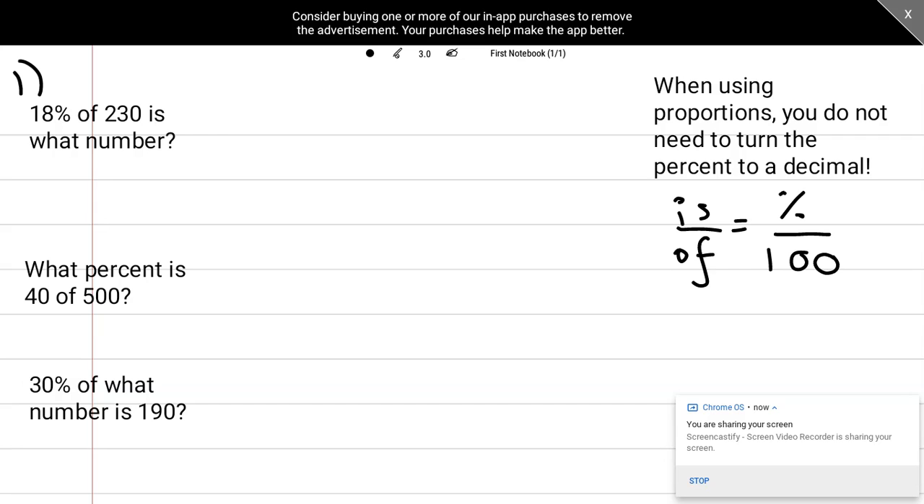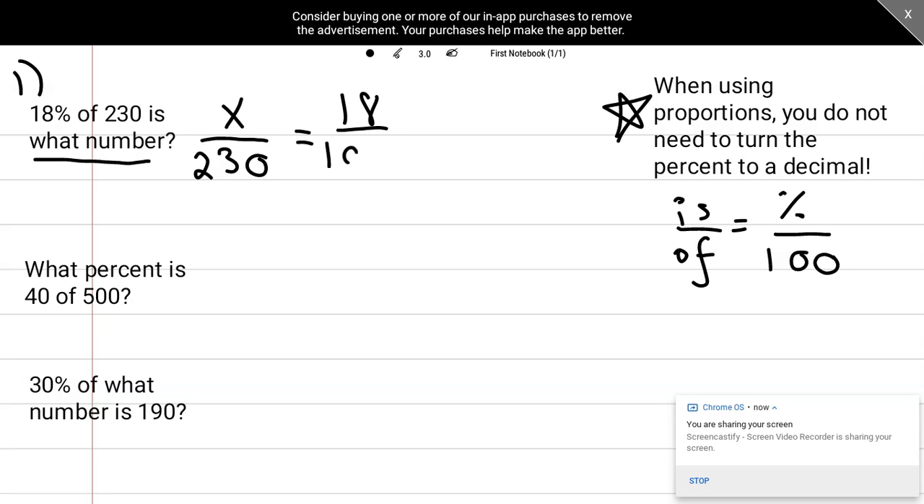18% of 230 is what number? My is going to be my unknown. It told me right here. So x over my of is 230 equals. So when I do the percent over 100, I don't need to make it a decimal. I can just put the number. The 100 is always going to be there.